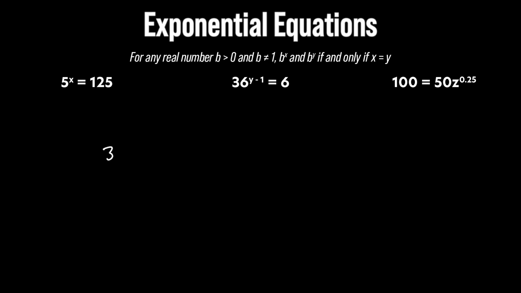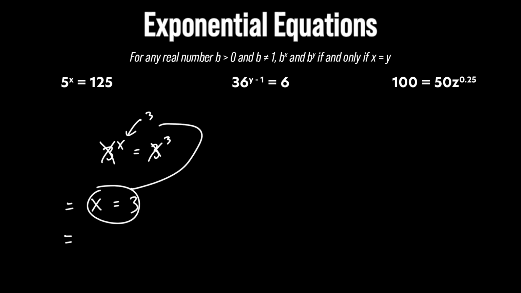If we had 3 to the x is equal to 3 to the third, we know that in order for these equations to be equal, x has to be equal to 3. So you can essentially rewrite this by ignoring the base and setting the exponents equal to each other. So x is equal to 3, which we just established.